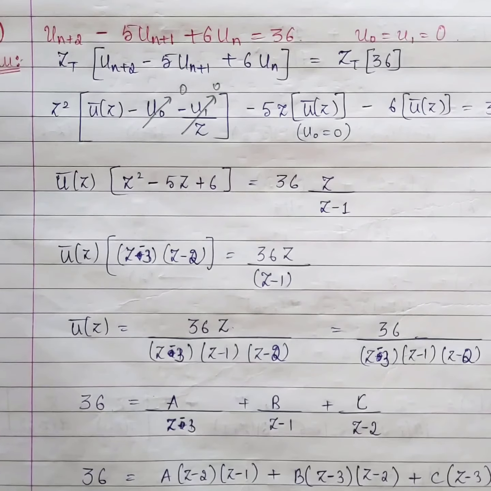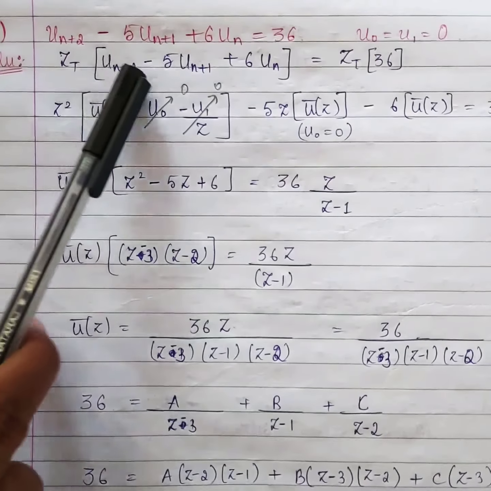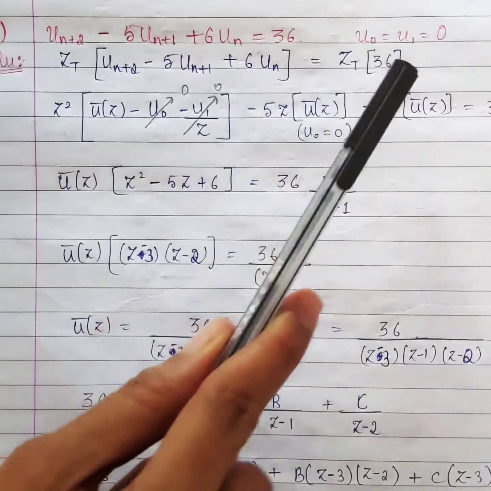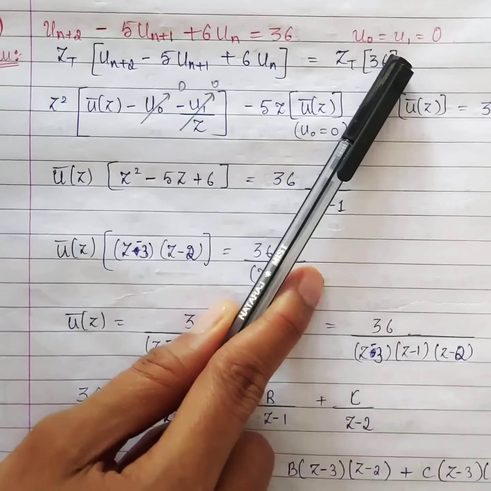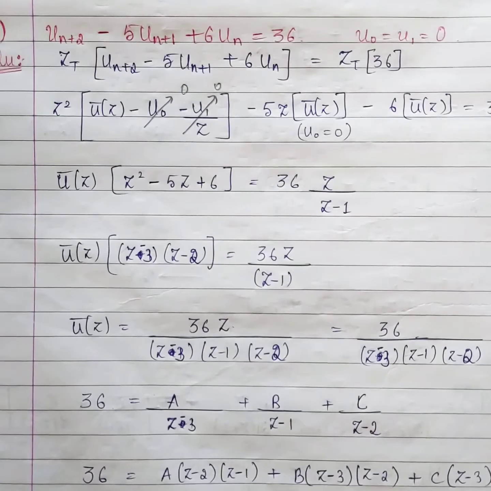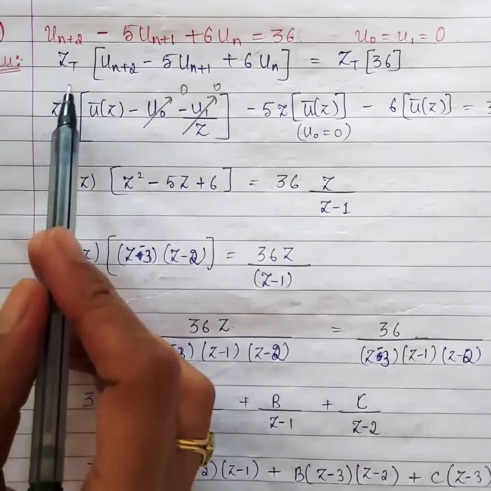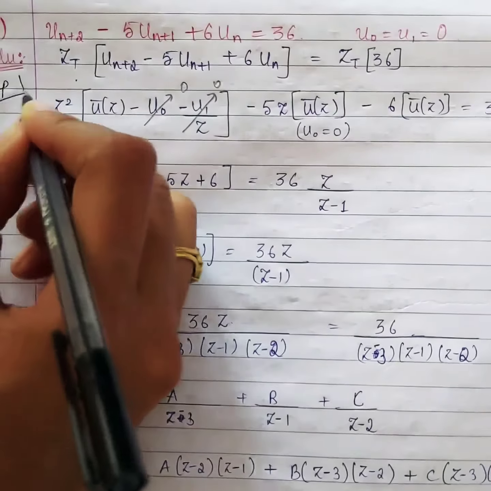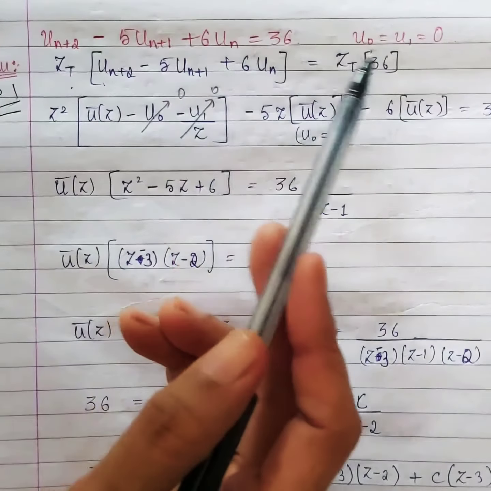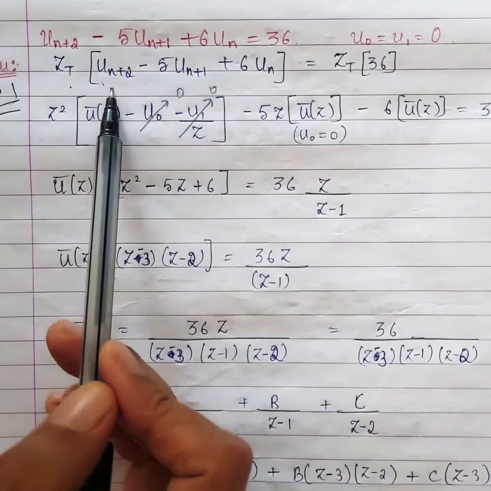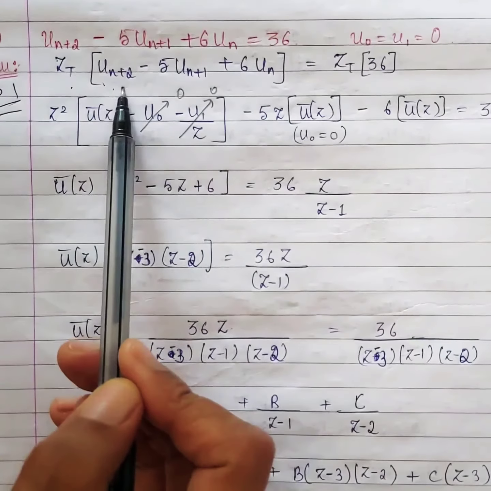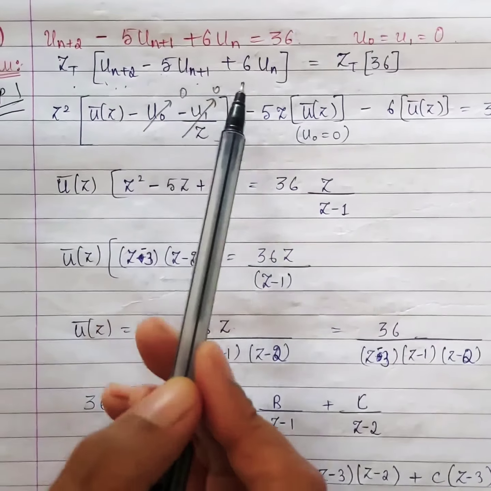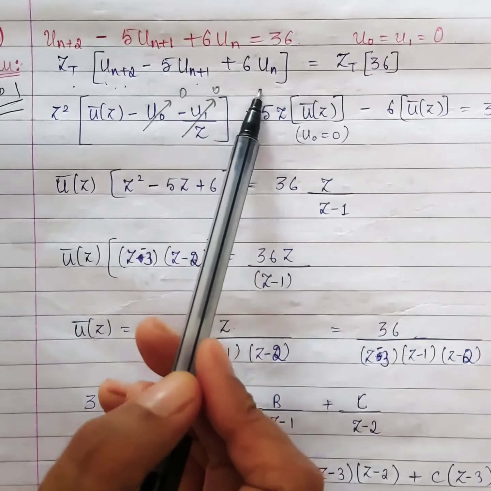That is, solve the difference equation u(n+2) − 5u(n+1) + 6un = 36, where u0 = 0 and u1 = 0. Okay, so what is the first step? You have to apply Z transform on both sides. So this is step 1. Z transform of 36 on the right hand side; on the left, Z transform of u(n+2) − 5 times Z transform of u(n+1) + 6 times Z transform of un.